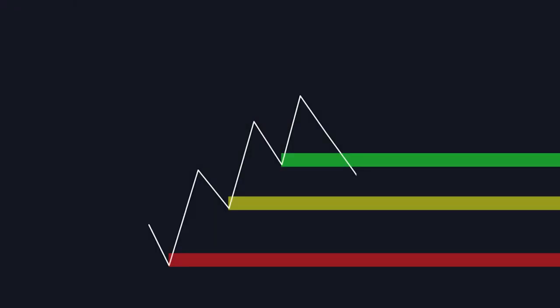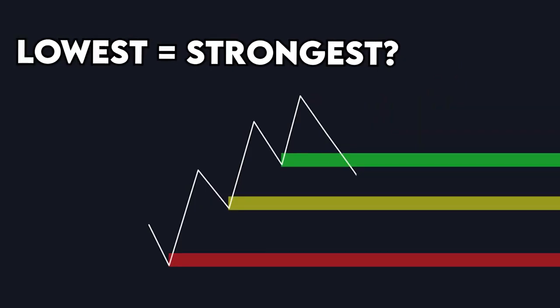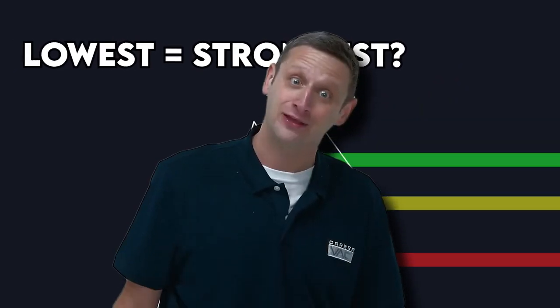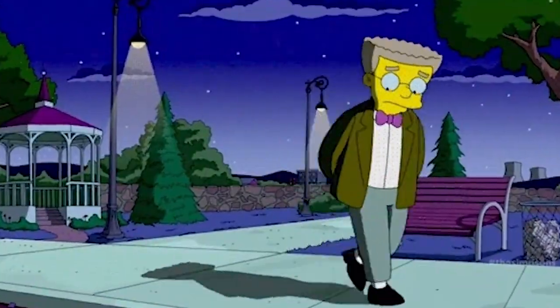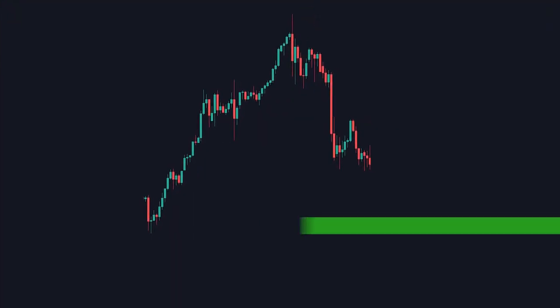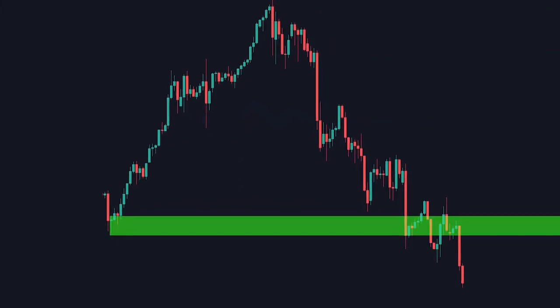Not good. Well, maybe you trade the lowest order block. That would make sense. Since it's the lowest, that means it has to be the strongest, right? You sure about that? This is the ultimate dilemma multiple traders face every single day. And if you don't know how to pick the correct one, you can lose a lot of money. I am never gonna financially recover from this.